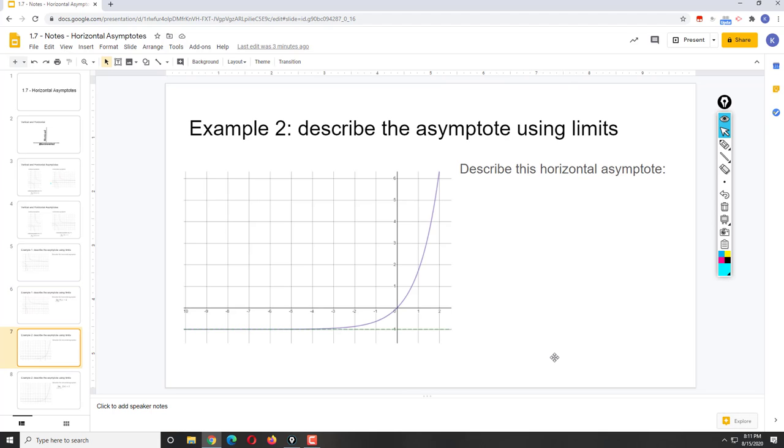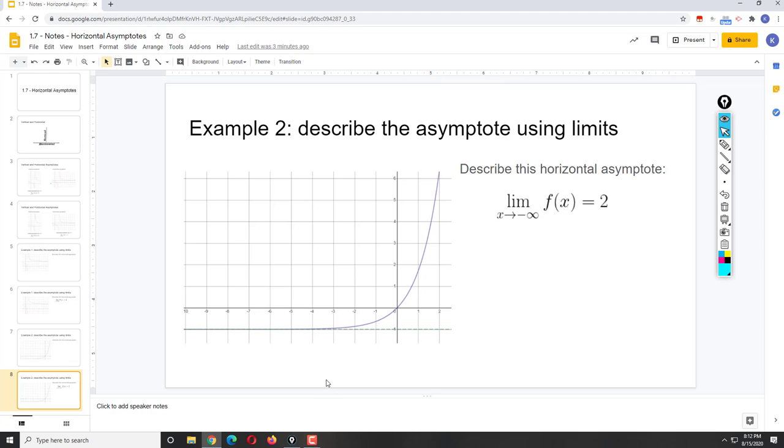Example 2. Once again, we have a horizontal asymptote. This time, as we go farther and farther to the left, the function is approaching the value y equals -1. So we can say that the limit of f of x as x approaches negative infinity is equal to 2.